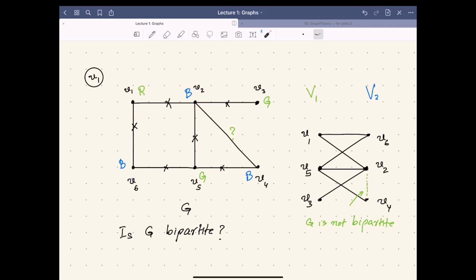Now what about this edge? Notice now this edge, it has one vertex of a blue color and the other one also has a blue color. So there is a conflict. This edge cannot have both endpoints with the same color. So we can use coloring also for proving as well. There is no need to draw it.